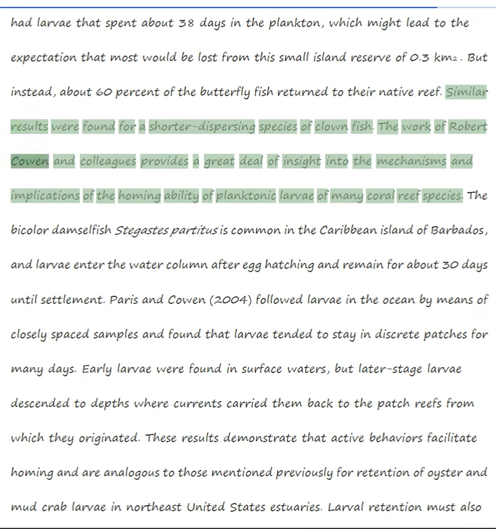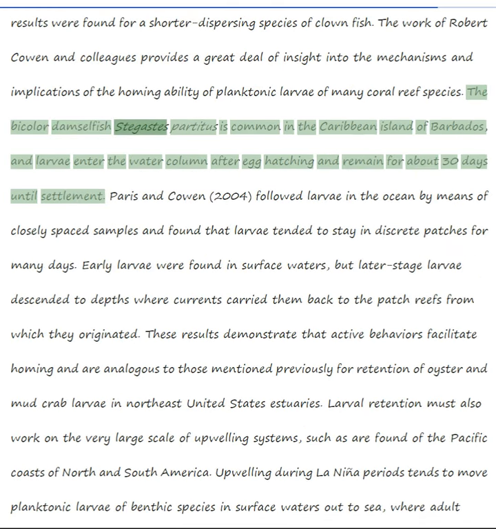The work of Robert Cowen and colleagues provides a great deal of insight into the mechanisms and implications of the homing ability of planktonic larvae of many coral reef species. The bicolored damselfish Stegastes partitus is common in the Caribbean island of Barbados, and larvae enter the water column after egg hatching and remain for about 30 days until settlement.